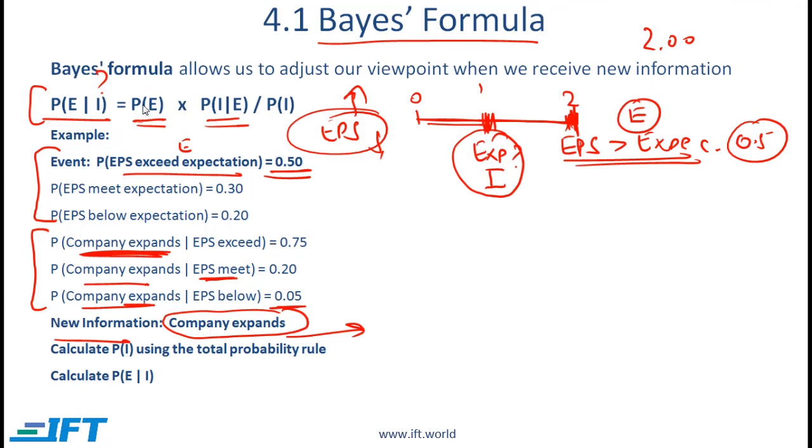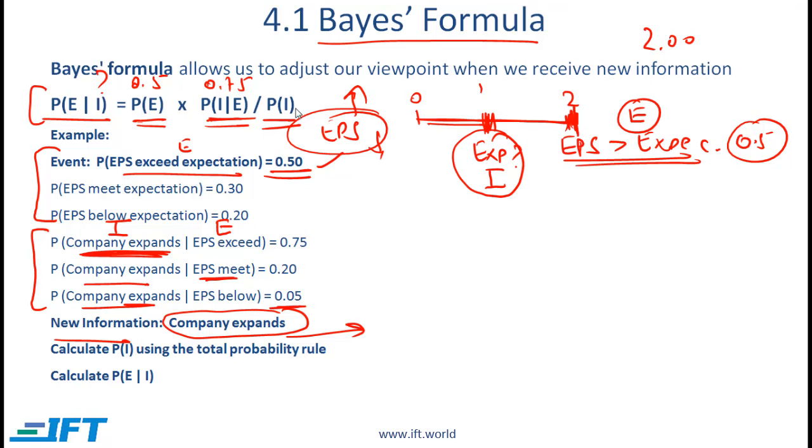So we need the original probability of the event, which we have, 0.5. We need the probability of the information given the event, which we have over here. Remember, the information is that the company expands, and the probability that the company expands given that EPS exceeds expectations, that is the event E, is equal to 0.75. So we know this number is 0.5. We know this number is 0.75. The question is, what is the probability of the information? And notice, this is an unconditional probability.